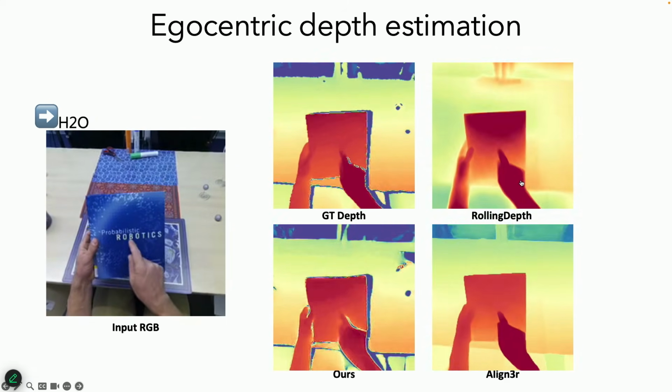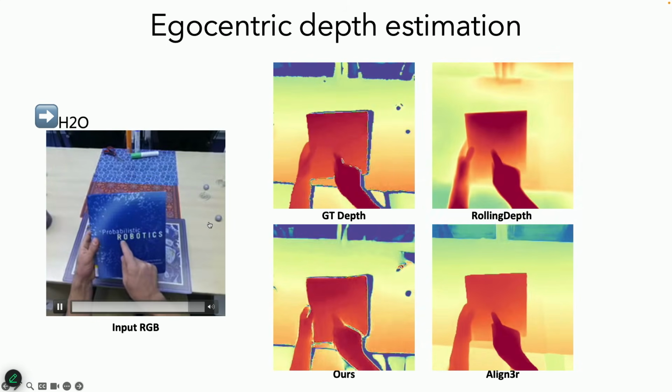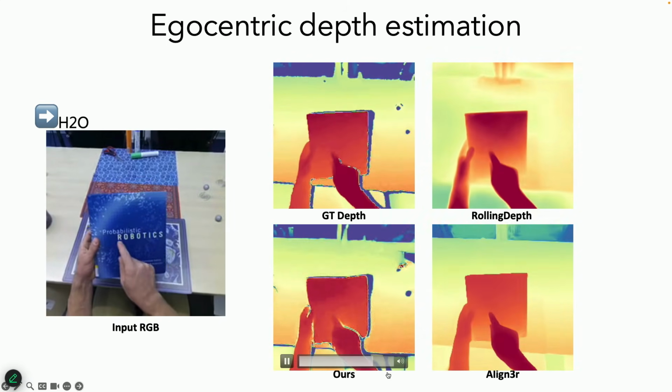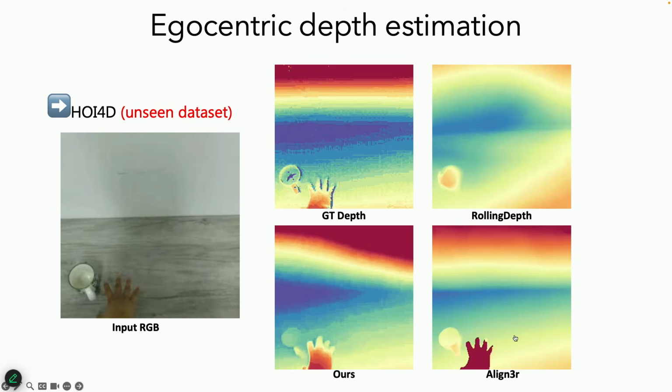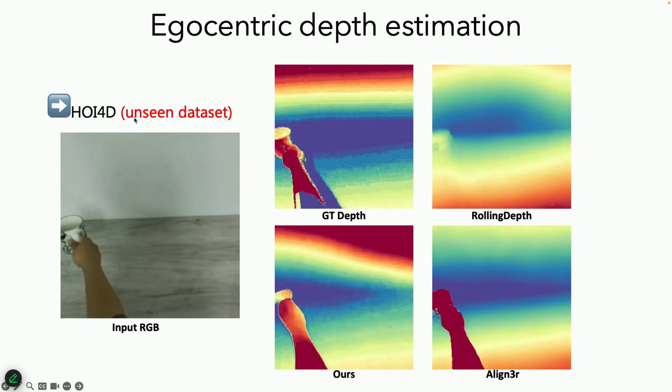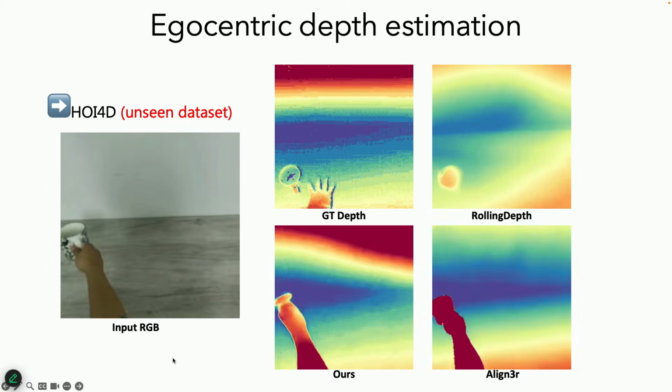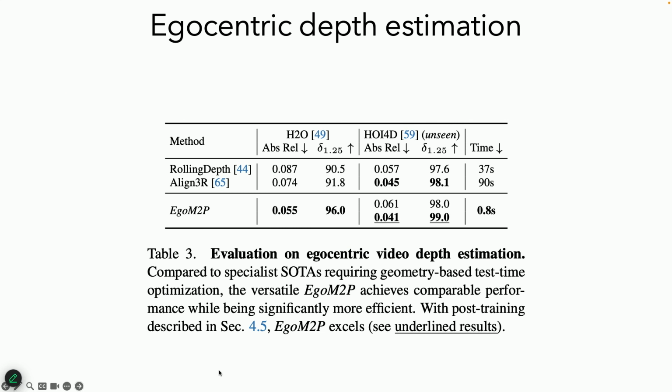We also tested depth estimation, and you can see this is RGB input. We have ground truth depths, rolling depths, Alliance 3R, and ours. And this is on the dataset HOI4D, which we never saw during the training. You can see ours actually performs better than the baselines, and these are also the numbers.